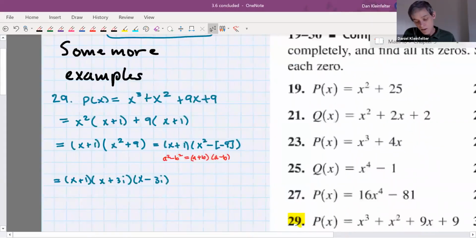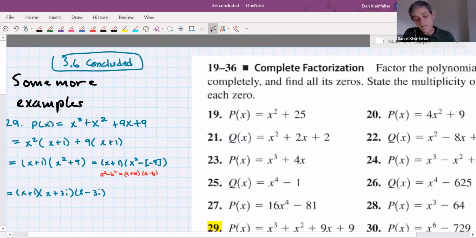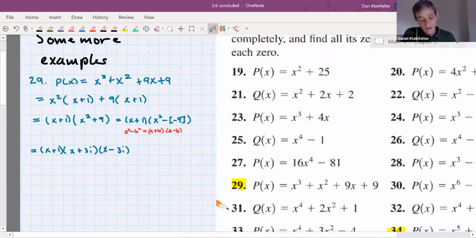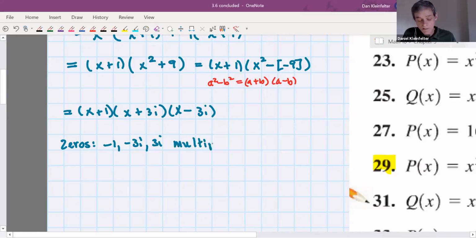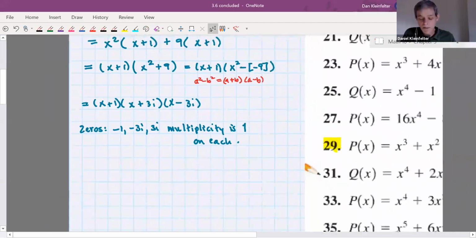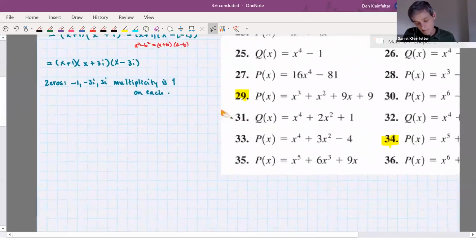All right, so what do the directions say? Factor the polynomial completely. Okay, we did that. And then find all its zeros. So the zeros are -1 and -3i and 3i. And then it said to state each multiplicity. So multiplicity is 1 on each. Okay, so all of the zeros had multiplicity 1. All right, so what else have we got?